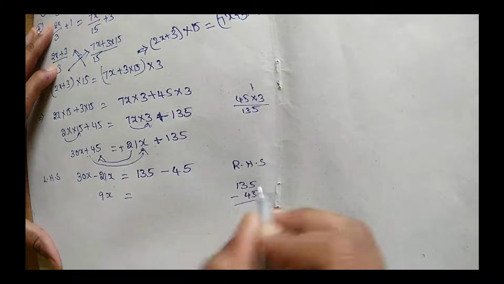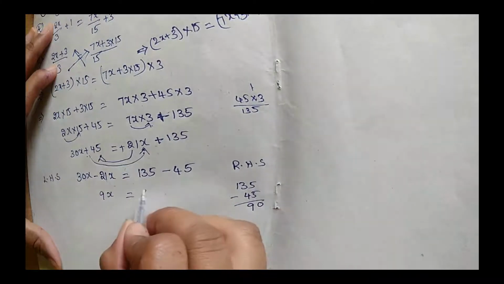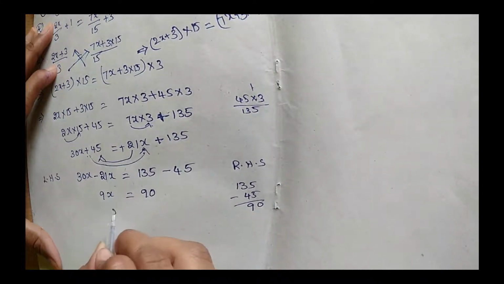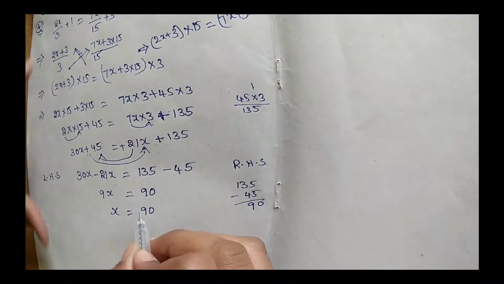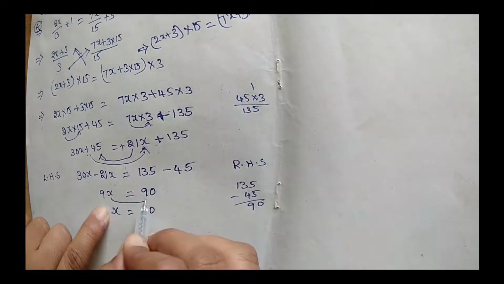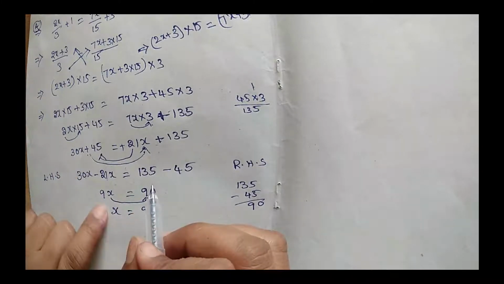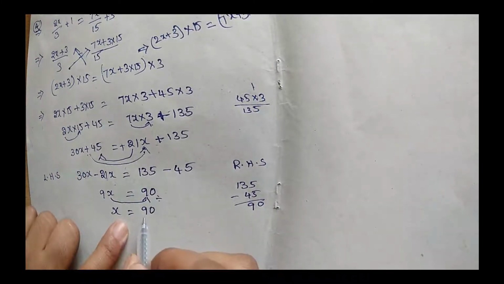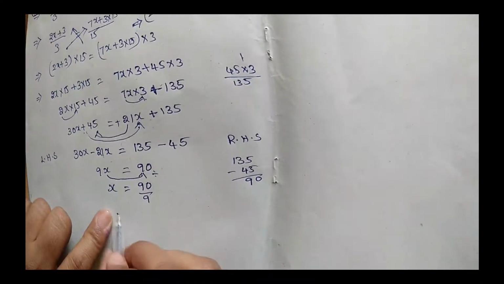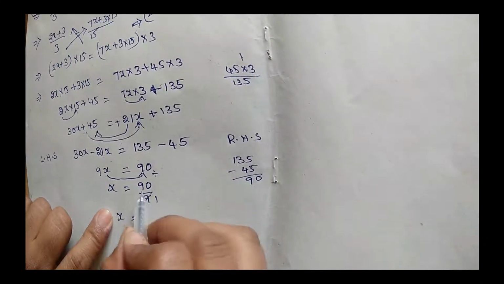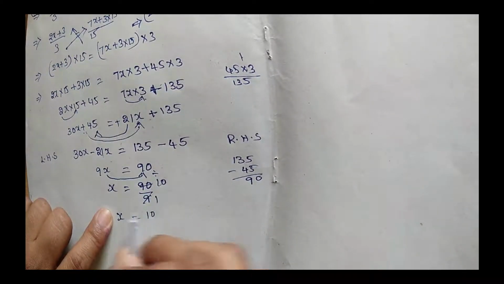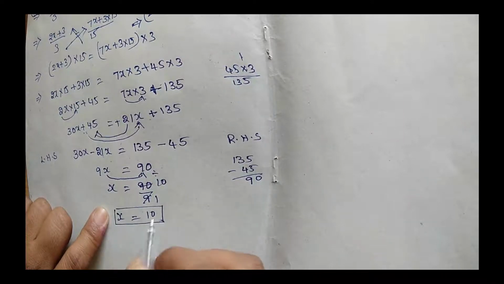Next, 30 minus 21 is 9x equal to 135 minus 45. 13 minus 4 is 9, so 90. So 9x equal to 90. Here x is multiplied by 9, so when it jumps to the RHS it will be divided by 9. So x equal to 90 by 9, 9 tens are 90, so x equal to 10. This is the value of x.